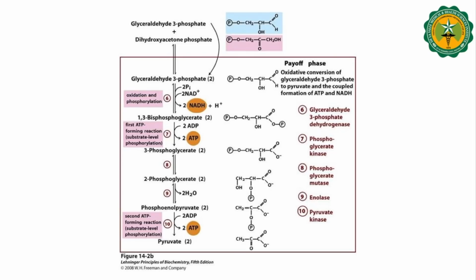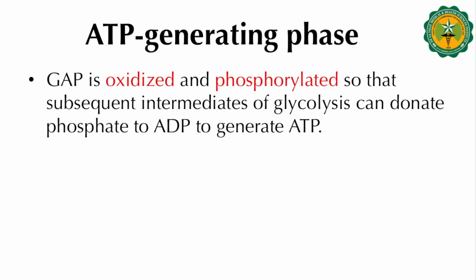The image you see here on your screens is the ATP generating, or payoff, phase of glycolysis. Note that in this phase, glyceraldehyde 3-phosphate, or GAP, is subjected to 5 reactions, which ultimately leads to the production of pyruvate at the end of this phase. In the payoff phase of glycolysis, GAP is oxidized and phosphorylated so that subsequent intermediates of glycolysis can donate phosphate to ADP to generate ATP, thus making up for the 2 ATP molecules that were expended during the preparatory phase.